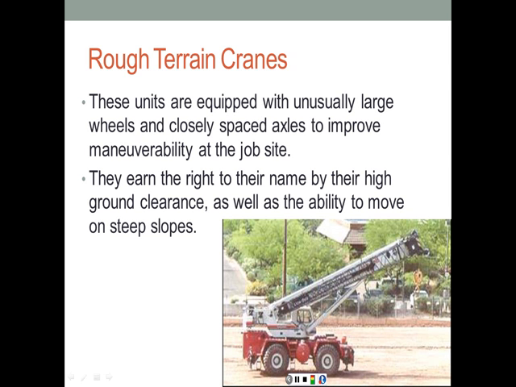For rough terrain cranes, again, as you can see, this has a very high ground clearance. These units are equipped with unusually large wheels and closely spaced axles to improve maneuverability at the job site. So it has a relatively low turning radius. They earn the right to their name by their high ground clearance as well as the ability to move on steep slopes. Usually they are four-wheel drive to allow for better traction.